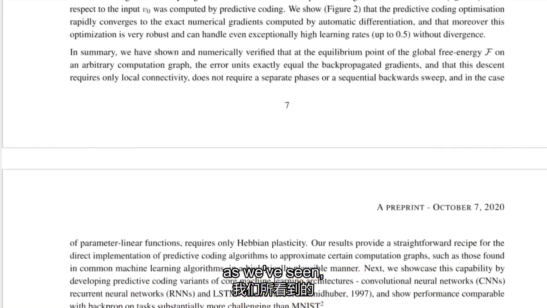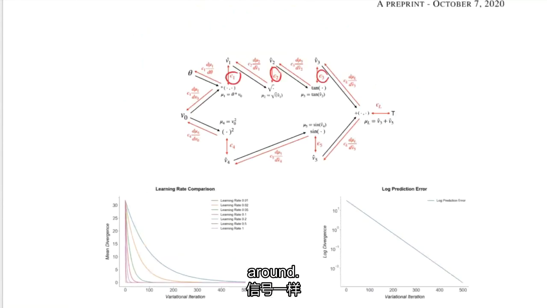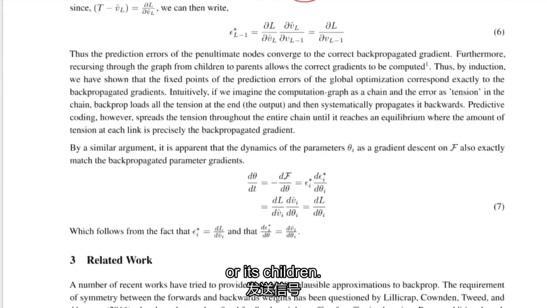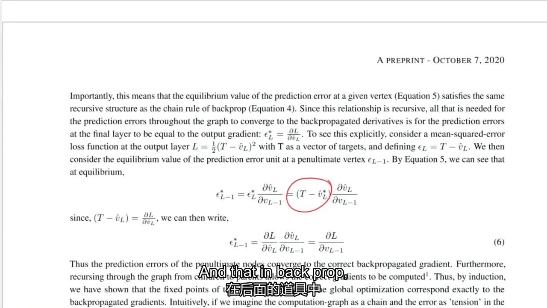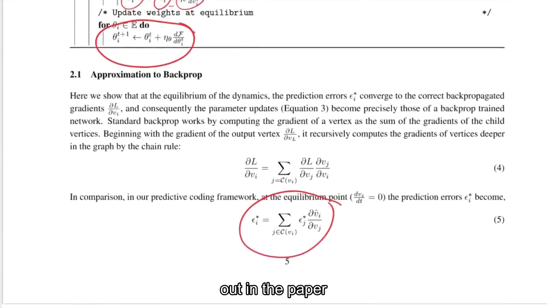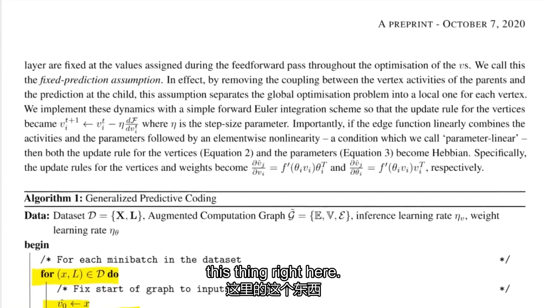However, as we've seen, it's not fully local. Like you need to send signal around. Every node needs to send signal to its parents or its children. And that, of course, in backprop, you just need to do that once, right? So I'm not exactly buying this argument of this is much more local and so on. So the last thing that I want to point out in the paper, and then we look briefly at the code, is this thing right here.